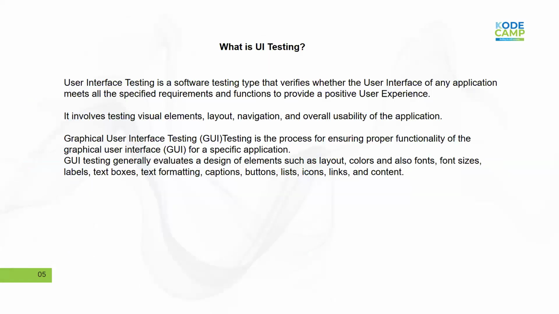So the graphical user interface testing is just a process to ensure that all the graphical user interfaces of the applications are working the way they're supposed to work. And there are some things you are going to check for. You are going to evaluate your elements such as layout. Like, is the layout of this application well placed?